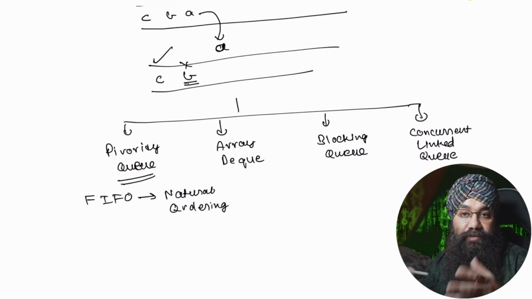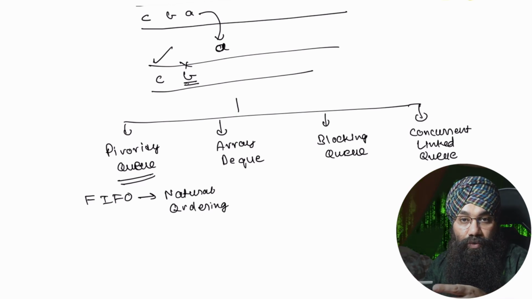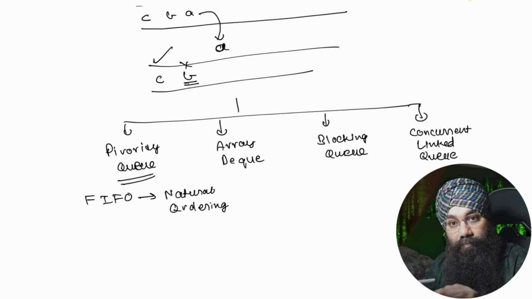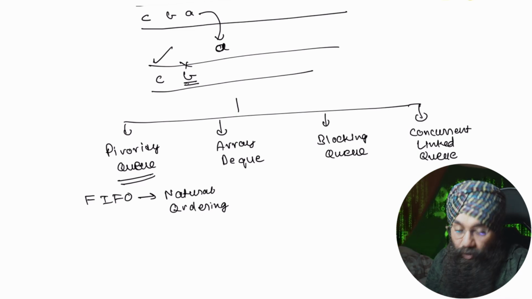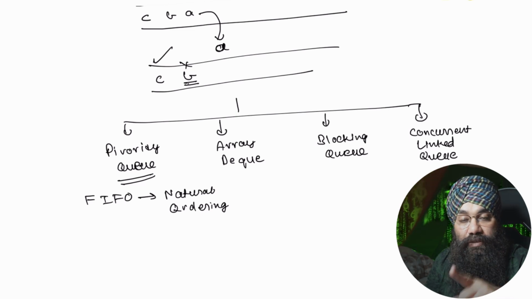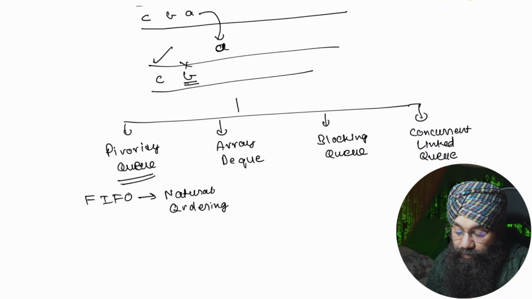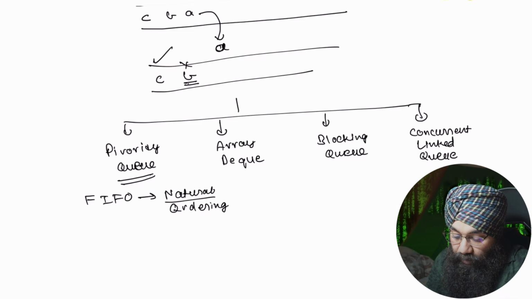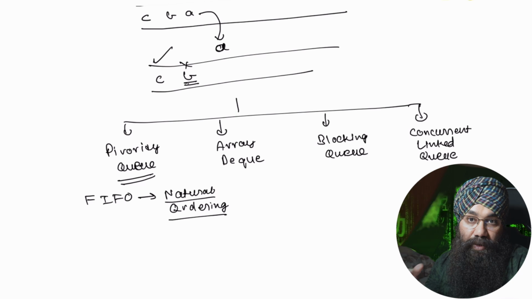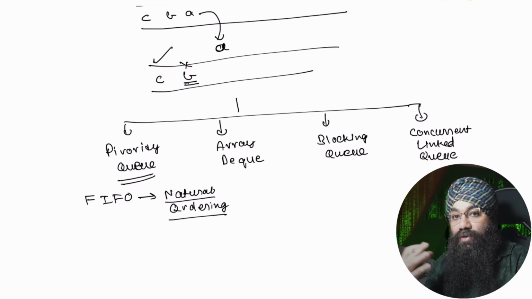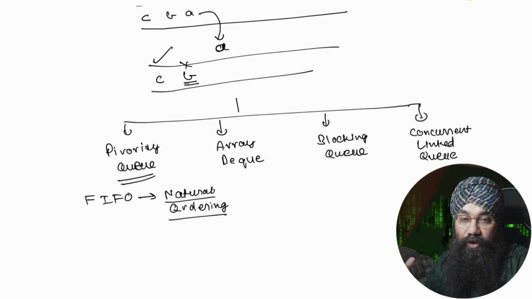So as compared to any simple queue, which follows FIFO based on how the elements were inserted, here it doesn't follow FIFO based on the elements entered, but it follows FIFO based on their natural ordering. What is natural ordering? We have learned earlier also when we studied comparator and comparable. So it is a way of comparing similar kind of objects.